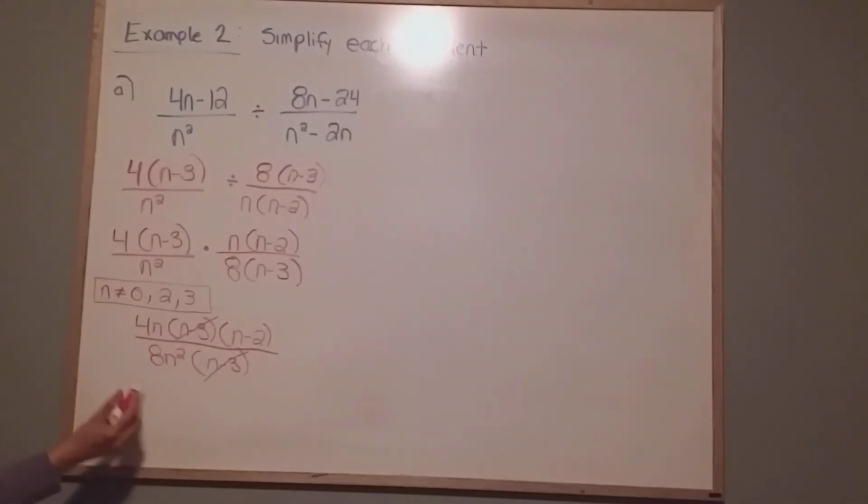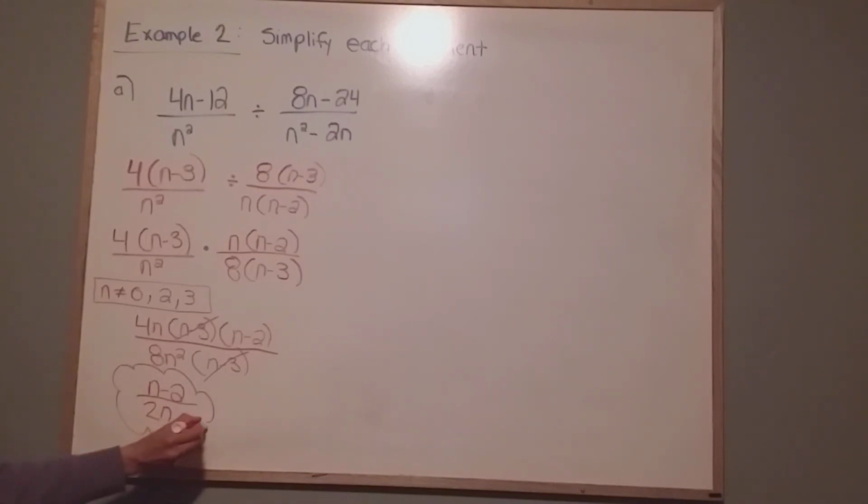I have 4 over 8, which is the same thing as 1 over 2. I don't have to write the 1. This n gets canceled out with one of the n's here. So I'm left with n − 2 on top. And on the bottom, 4 and 8 reduces to 2. And n and n gives you n. So that would be my final answer with this restriction.